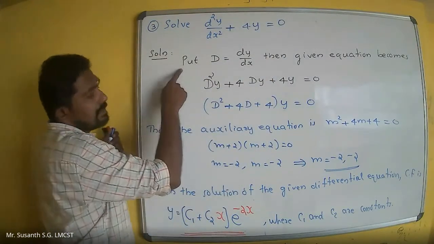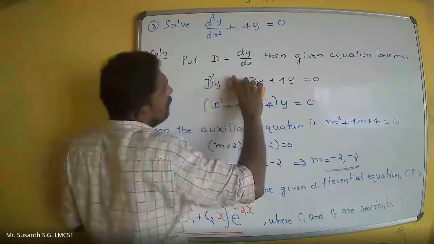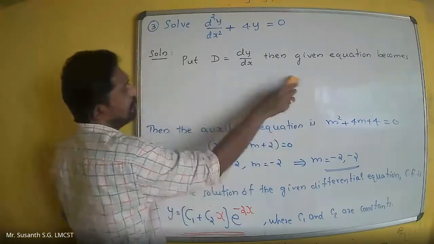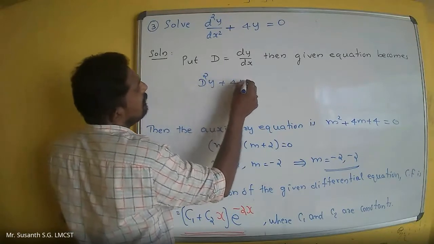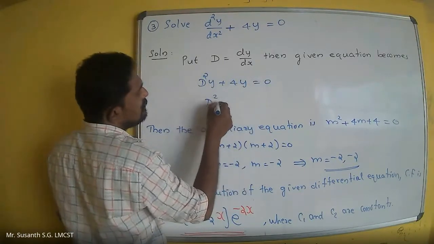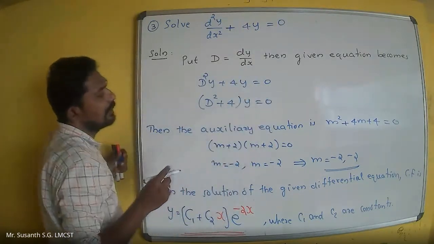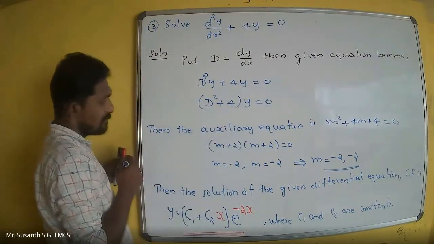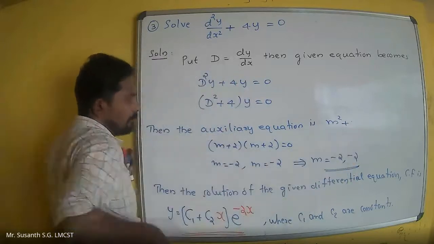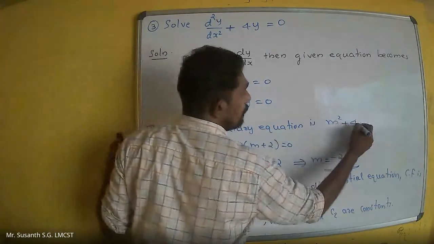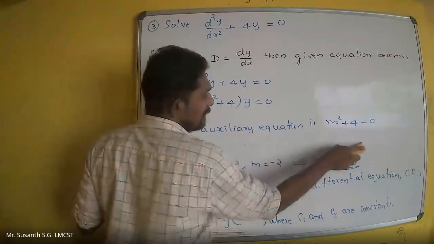Here we substitute capital D is equal to d by dx, then the given equation becomes capital D square y plus 4y is equal to 0. That is, capital D square plus 4 into y is equal to 0. Substituting capital D is equal to m, we get m square plus 4 is equal to 0. So this is the auxiliary equation.